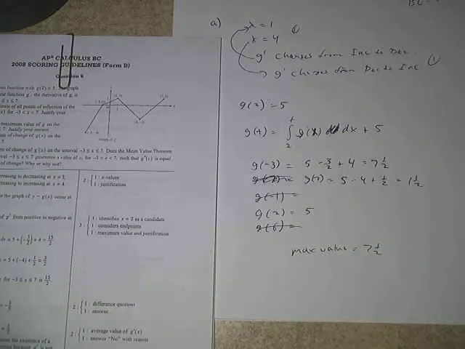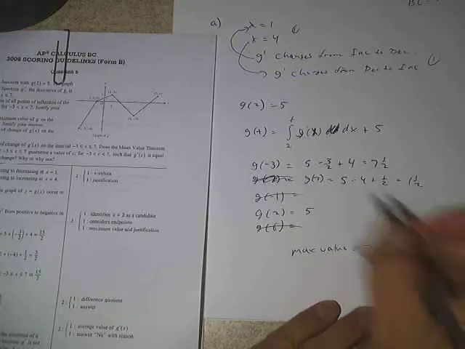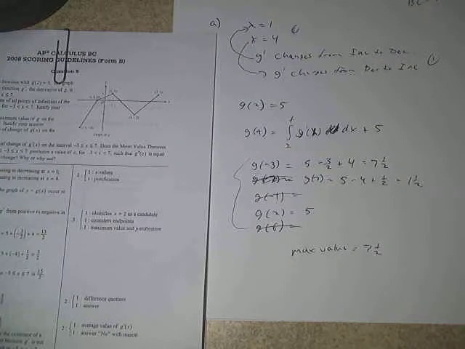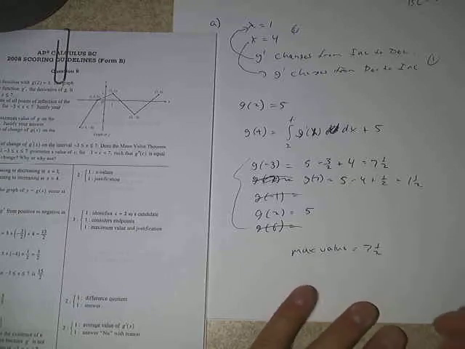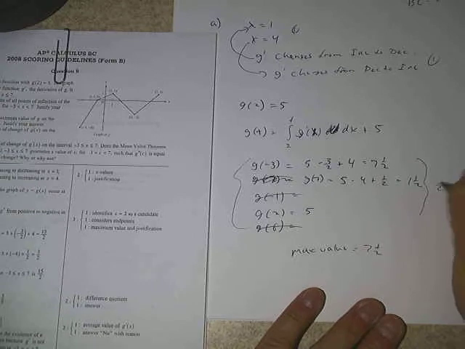The value is 7.5, which occurs at g of negative 3. So the question was find the absolute maximum value. So the maximum value would be 7.5. Okay. And I guess that's it. We really don't need to tell where. It just says find the maximum value. So our justification is right here. It's the candidate test.